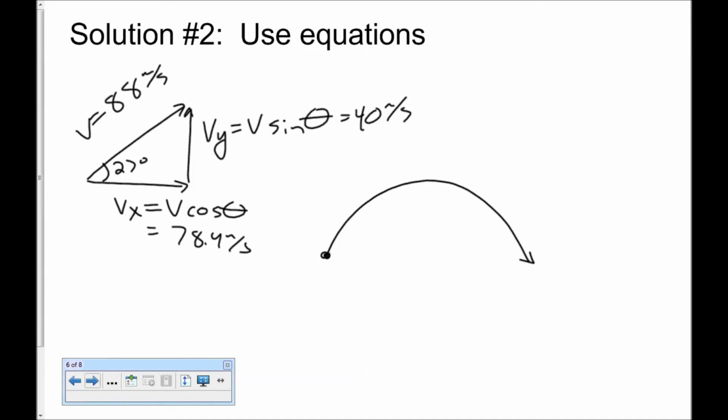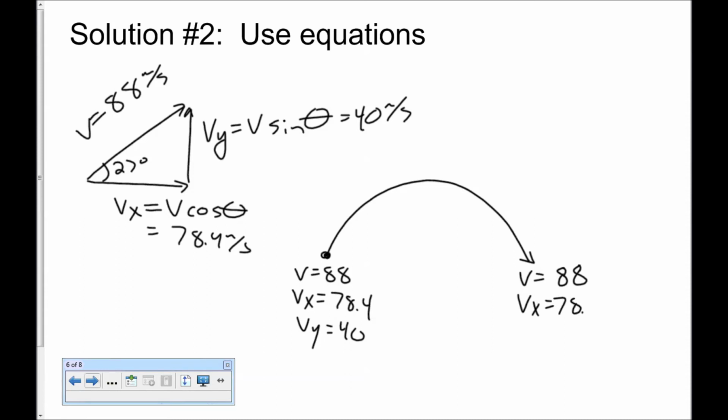and write down what you know. So at this point, here's what I know. I know that my velocity is 88. I know that my Vx is 78.4. I know that my Vy is 40. Over here, I know my velocity is going to be 88 meters a second again. My Vx is still 78.4 meters a second, but now my Vy is negative because it's coming down, right?